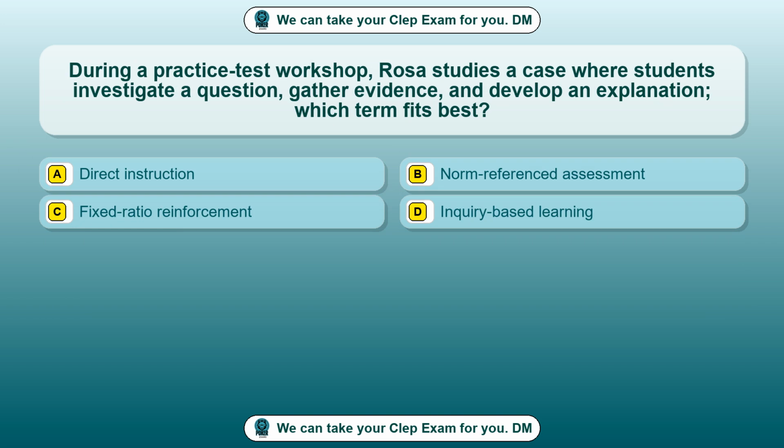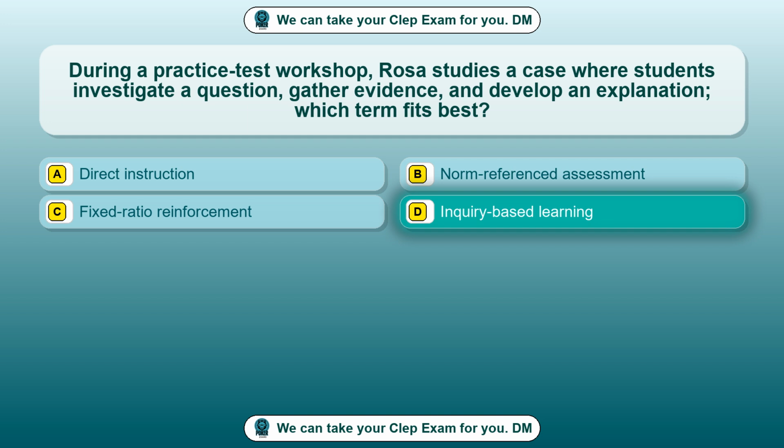Question 47. During a practice test workshop, Rosa studies a case where students investigate a question, gather evidence, and develop an explanation. Which term fits best? Option A, direct instruction. Option B, norm-referenced assessment. Option C, fixed ratio reinforcement. Option D, inquiry-based learning. The correct answer is option D.